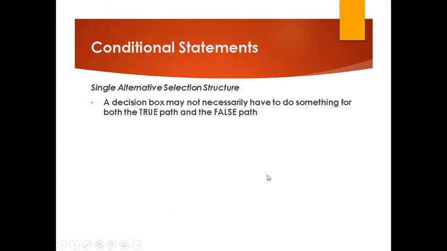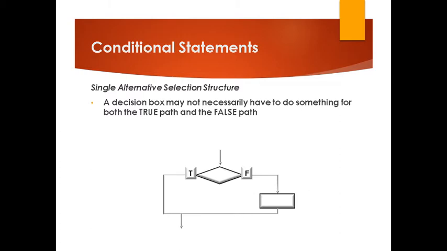Next, we need to discuss the different types of selection structure. First, the single alternative selection structure. This is a decision box that does not necessarily have to do something for both the true path and the false path. I have an example here on the board.